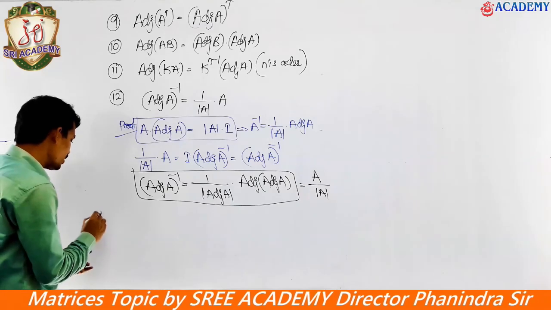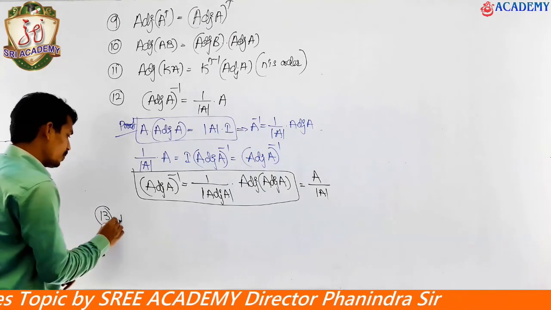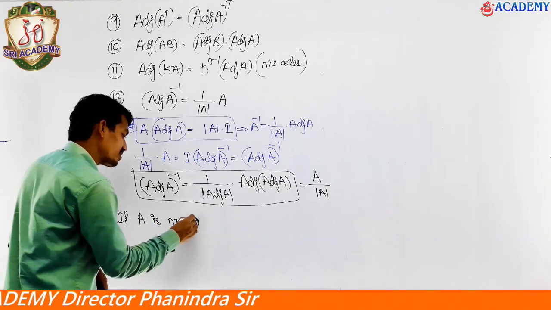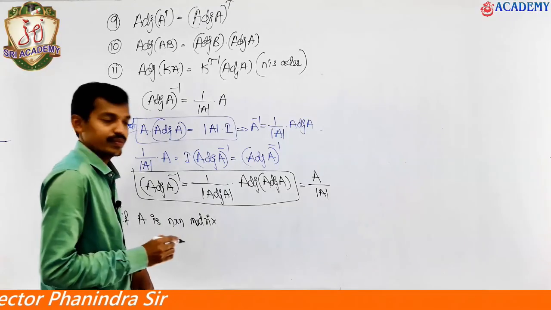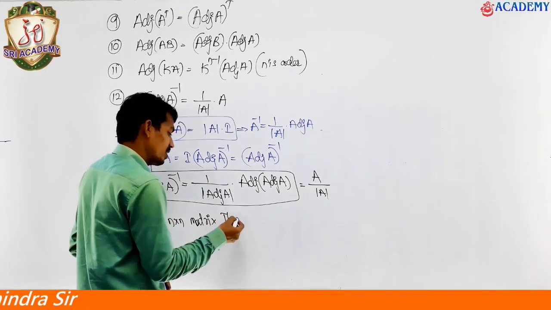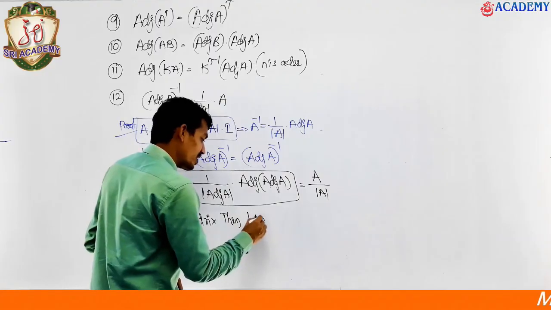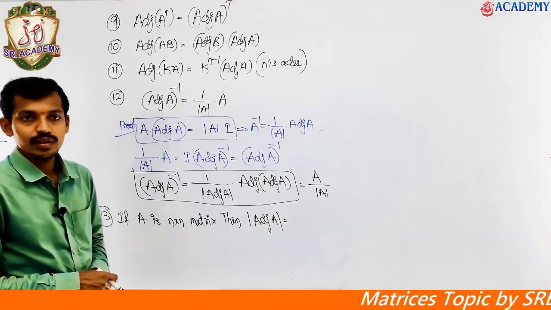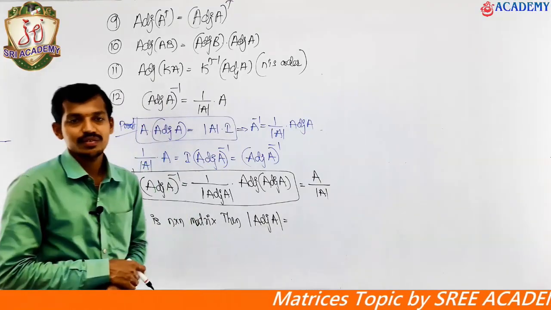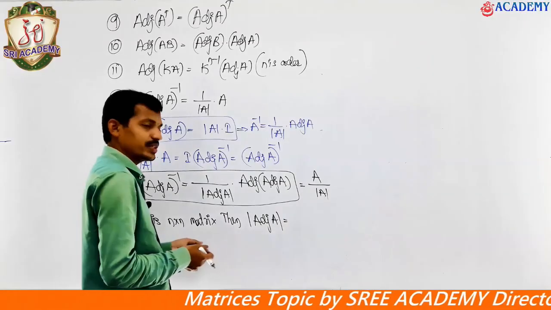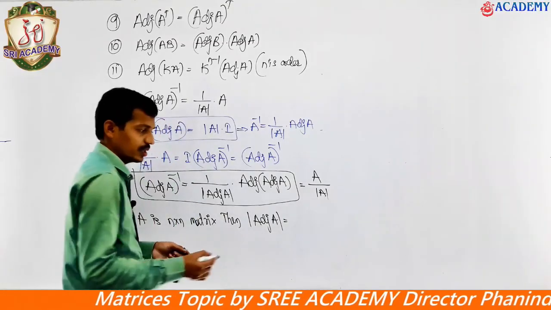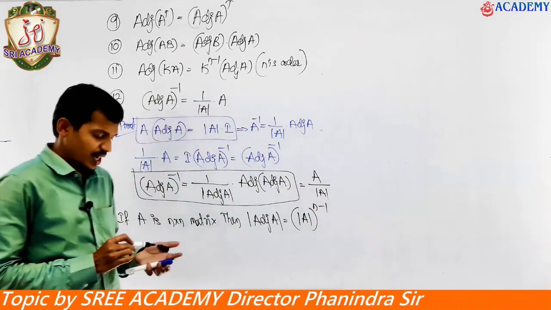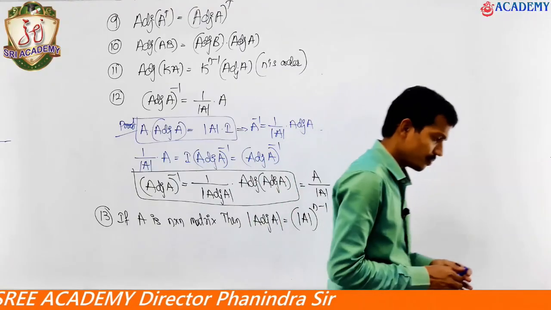And one more very important thing: if A is an n by n matrix, then determinant of adjoint of A equals what? That is going to be simply determinant of A whole power n minus 1. Have you got it? Very easy.